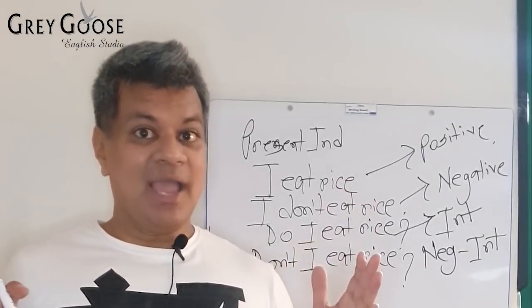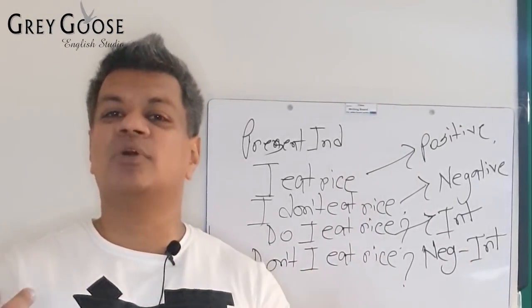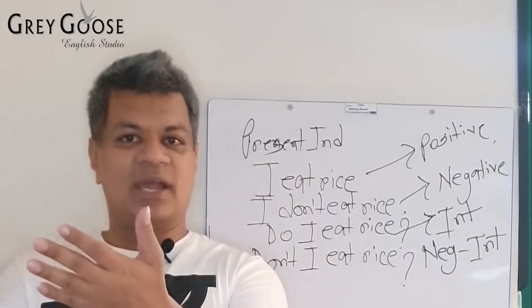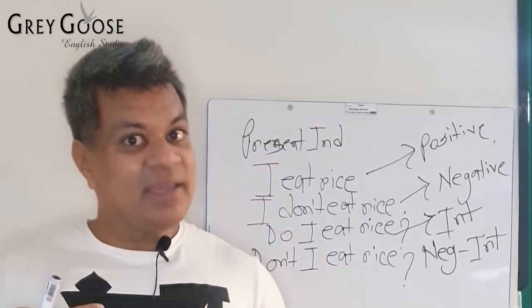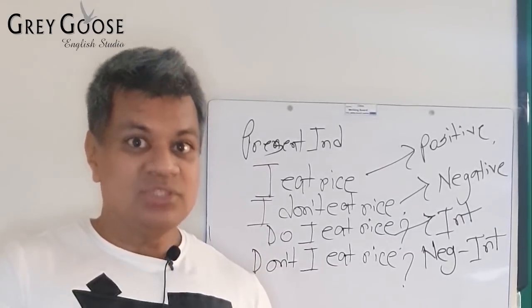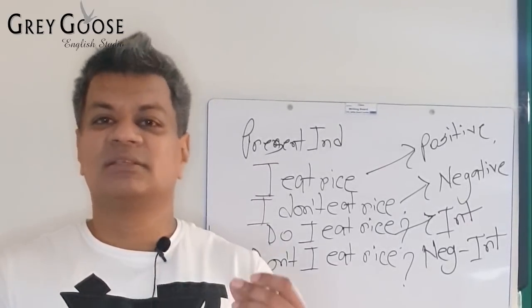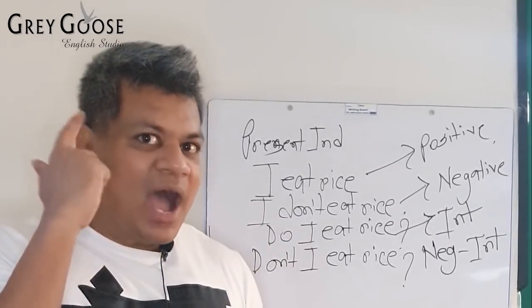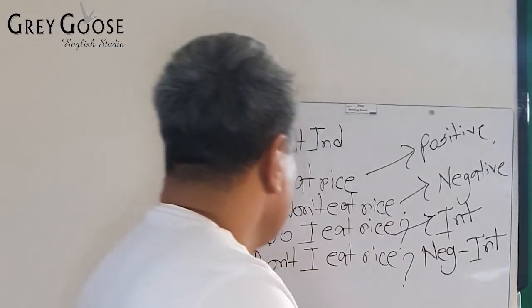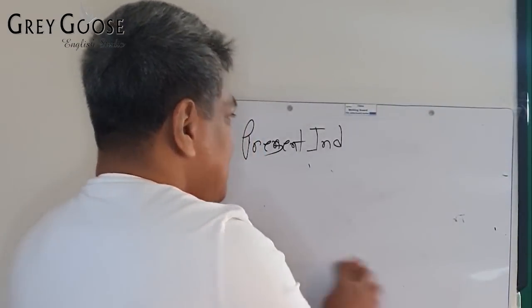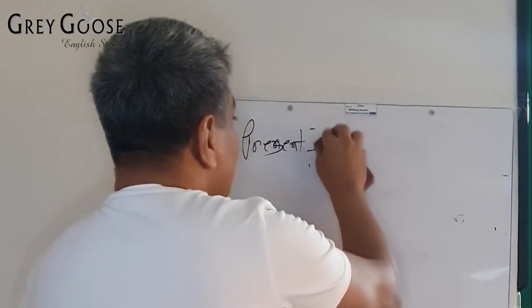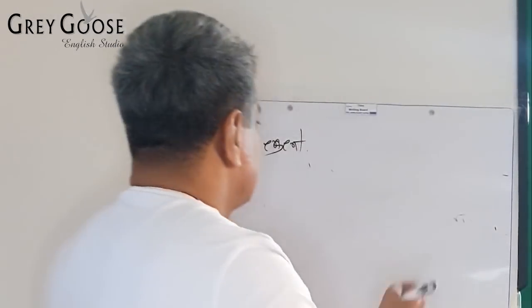I eat rice. Now, you can carry on with me. I eat rice. I don't eat rice. Do I eat rice? Don't I eat rice? Now, you bear I eat rice in memory, and quickly I go to the second son, and that is present continuous.